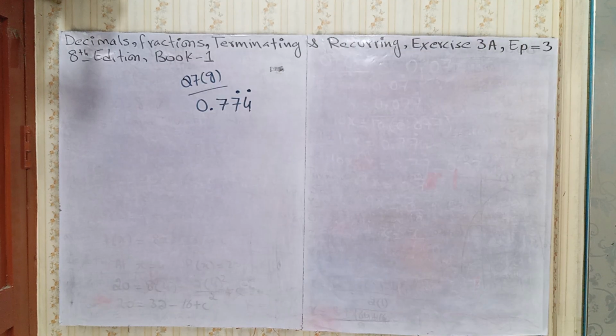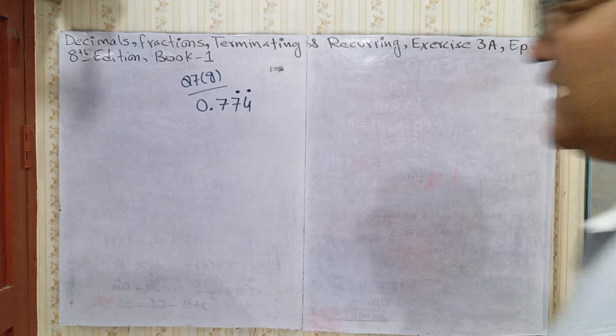Okay, so my dear students, we are on question number 7, and it's G part. We are working on exercise 3A. This is our third episode on it. Here we have a recurring non-terminating decimal fraction. They want us to convert this into a simple fraction. So there is a set procedure for this. We will suppose that this is equal to x.